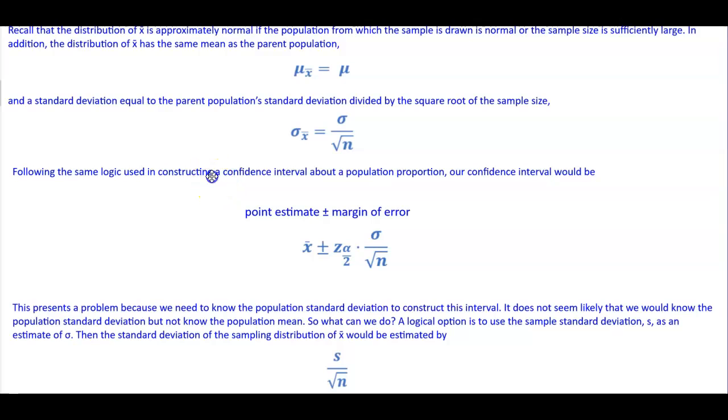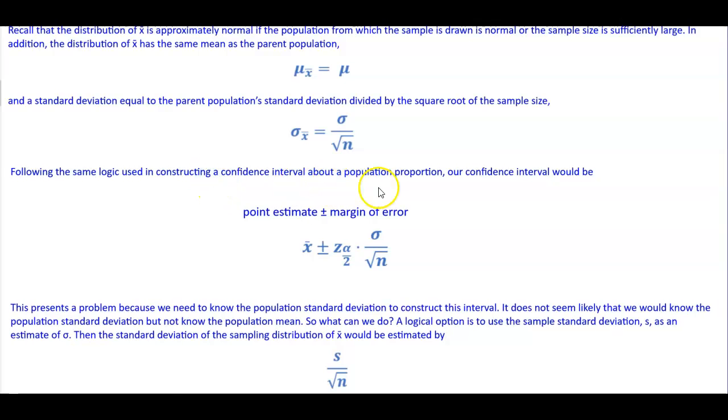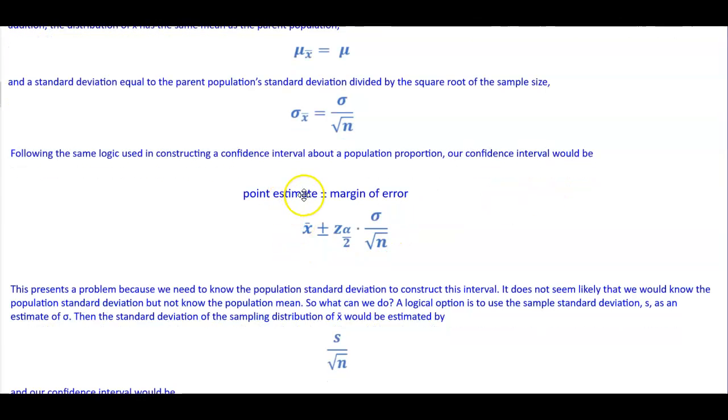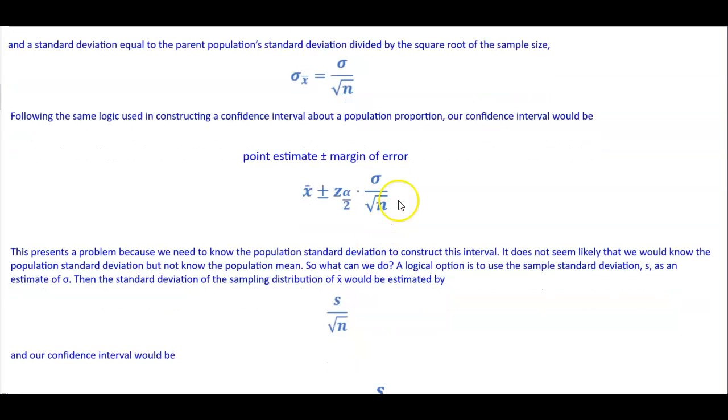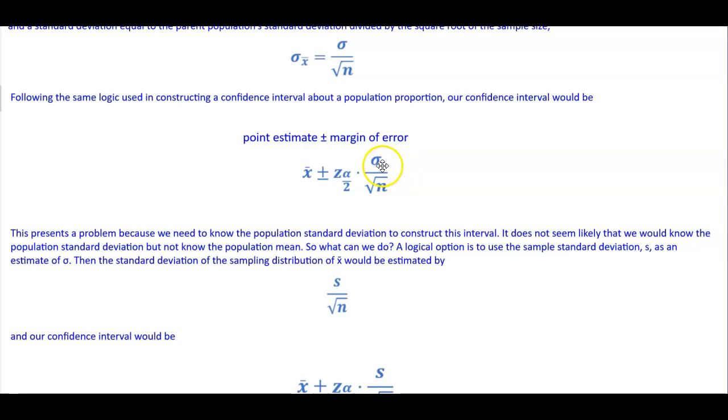Now, following the same logic used in constructing a confidence interval about a population proportion, our confidence interval is going to be the following. The point estimate, which is x bar, plus or minus the margin of error. Well, the margin of error is the critical z-value times the population standard deviation divided by the square root of the sample size. Now, with the population standard deviation given in this formula, this presents a problem because we need to know the population standard deviation to construct this interval. It does not seem likely that we would know the population standard deviation, but not know the population mean. So what can we do?